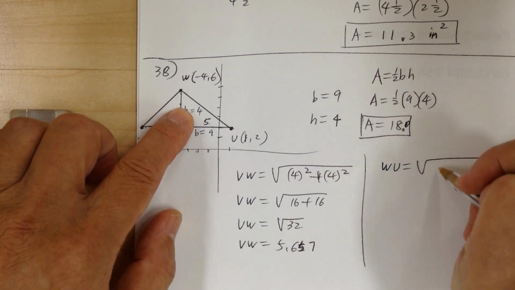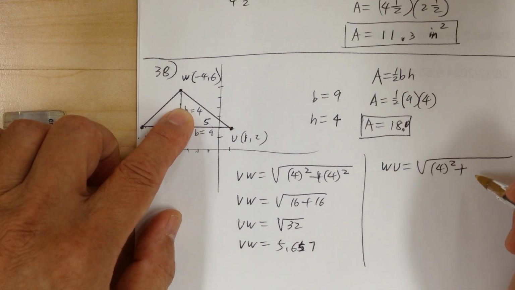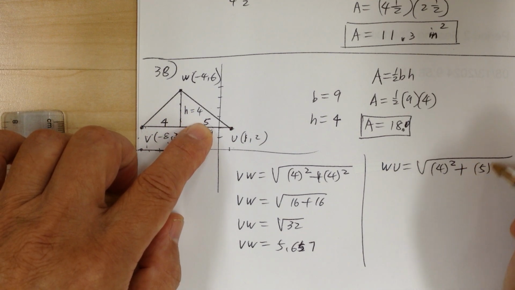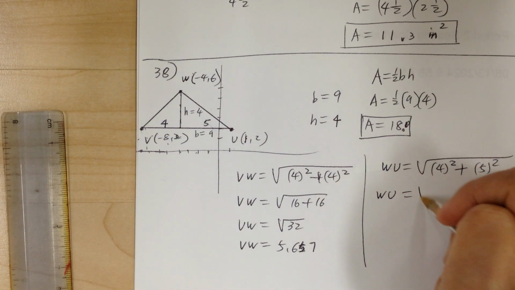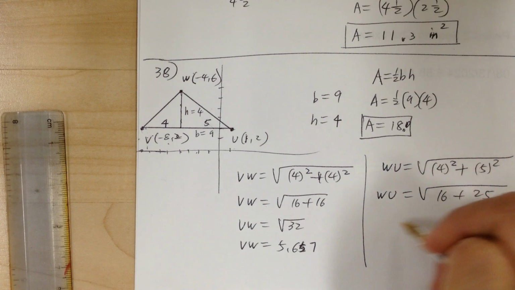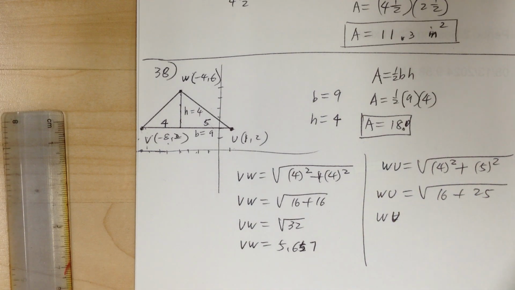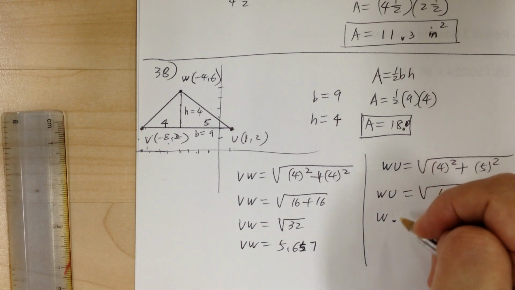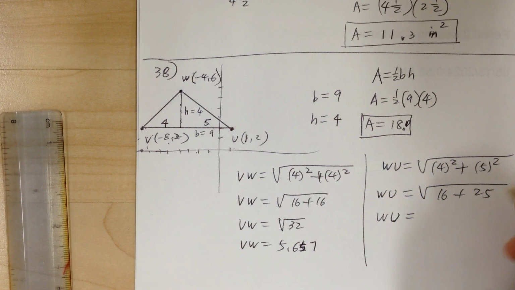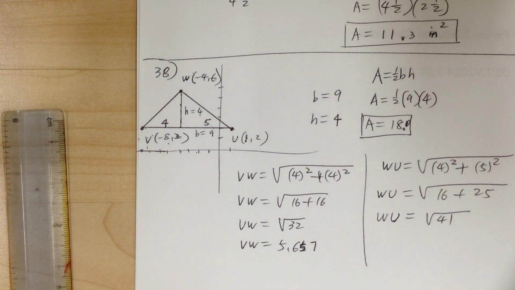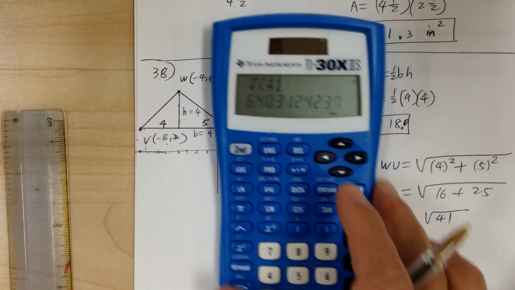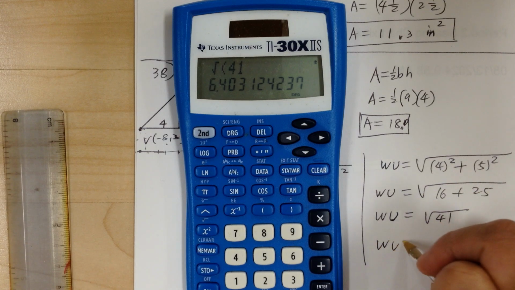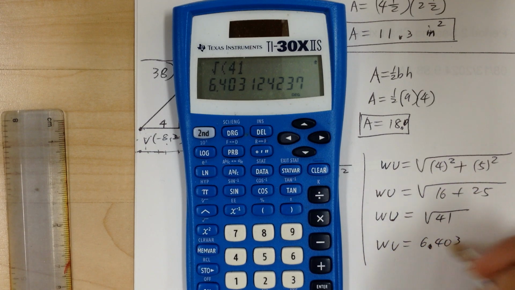So this would be equal to 4 squared. I'm using the Pythagorean theorem, right? 4 squared plus 5 squared will equal that squared. And so again, that's your distance formula. So you get 16 plus 25, WU equals the square root of 41. So WU equals 6.403.